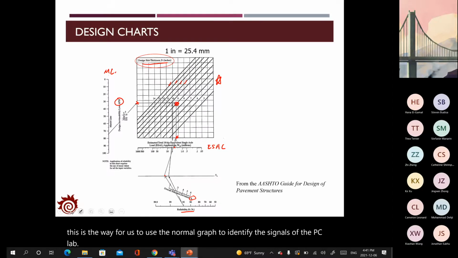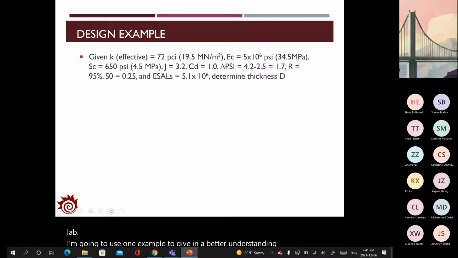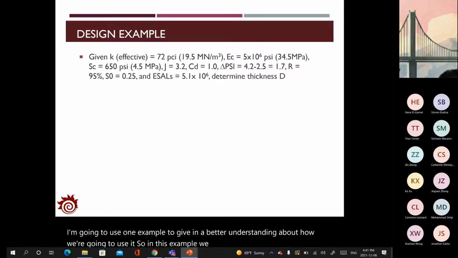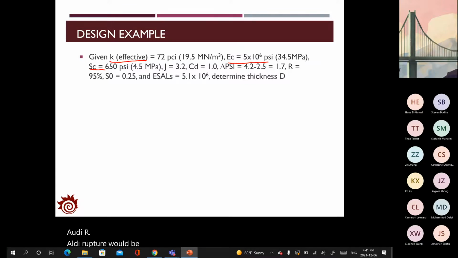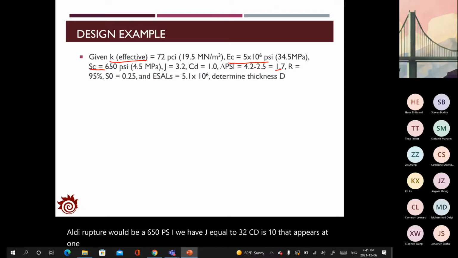I'm going to use one example to give you a better understanding of how we're going to use it. In this example, we assume that the effective K value is 72 PCI, the elastic modulus of the concrete slab is 5 million PSI, and the modulus of rupture is 650 PSI. We have J equal to 3.2, CD is 1.0, delta PSI is 1.7, and we also know R is 95%, S0 is 0.25, and ESAL is 5.1 million. Then we can use the nomograph to identify the thickness.